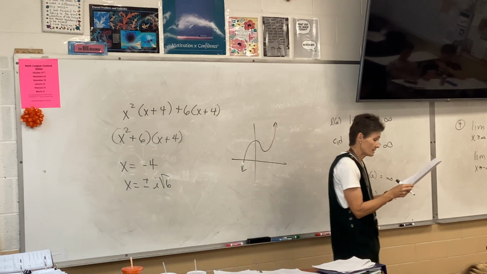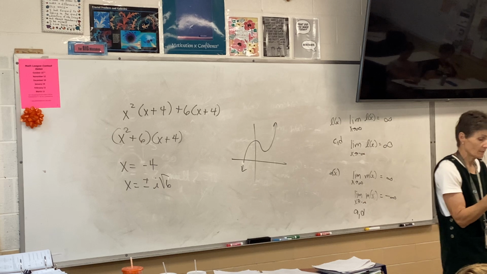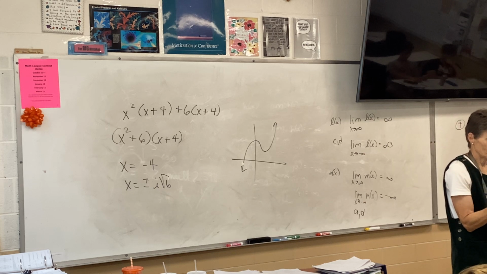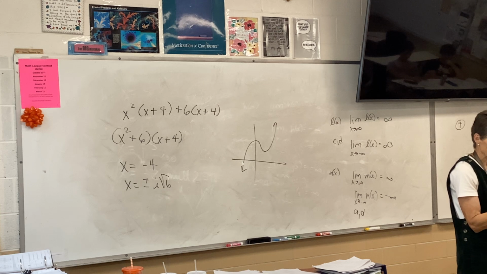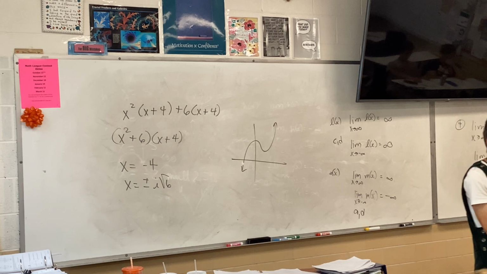Circle the true statements. What's happening here? Which ones are true? Somebody said B of X is decreasing. Absolutely. It's going down. The rate of change is increasing. Yep, because it's concave up. Perfect.